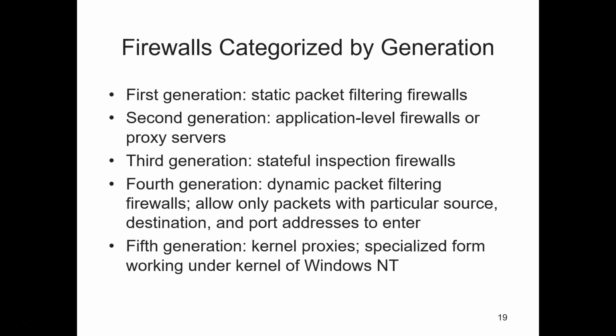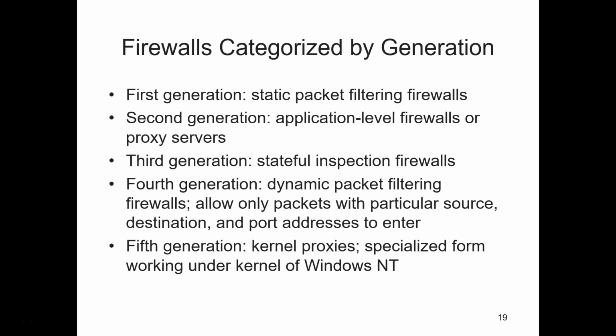First generation firewalls are static packet filtering firewalls, simple networking devices that filter packets according to their headers as the packets travel to and from the organization's networks. Second generation firewalls are application level firewalls or proxy servers, which are dedicated systems that are separate from filtering routers and that provide intermediate services for requesters.